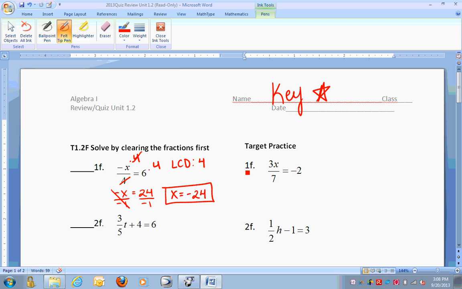All right, in problem 1F under the target practice, we have a least common denominator of 7. So I'm going to multiply both sides of my equation by 7. These 7's cancel, and I'm left with 3x equals negative 14. Okay, so then to get x by itself, I have to divide by 3. So x equals negative 14 over 3.